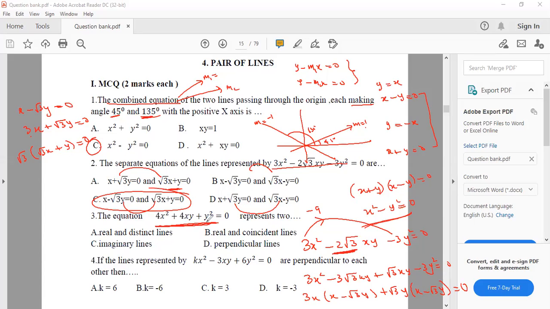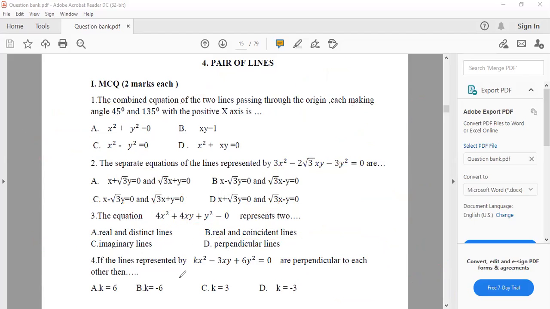Is this a perfect square? Yes. Therefore, the lines are coincident. Otherwise, calculate h square minus ab and you will get the answer as 0. If the lines are perpendicular to each other, what is the condition? Product of slopes must be equal to minus 1. Sir, so k plus 6 should be 0. That's a very easy question.